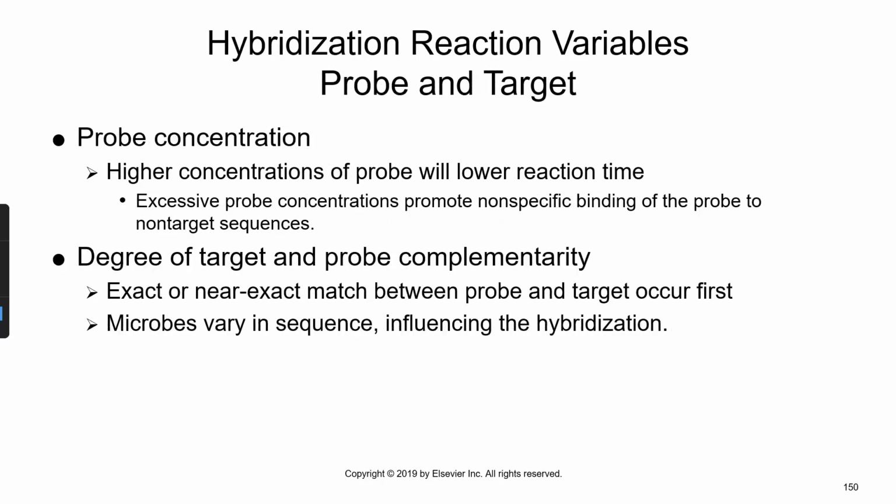Probe concentration is another one. We've got to make sure that there's enough probe. Too much probe or not enough probe, both of those promote nonspecific binding. Or rather, excessive probe concentrations promote nonspecific binding, and not enough will not allow for binding at all. The degree of target and probe complementarity, so we want to make sure that it's exact. If mutations happen in the host organism, then the probe isn't going to exactly match that target sequence.